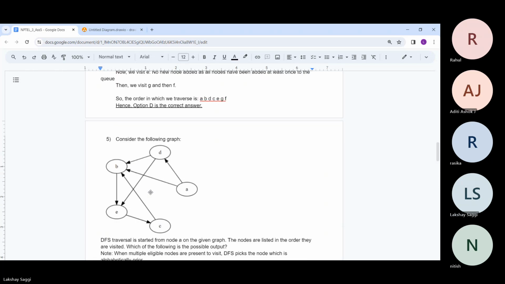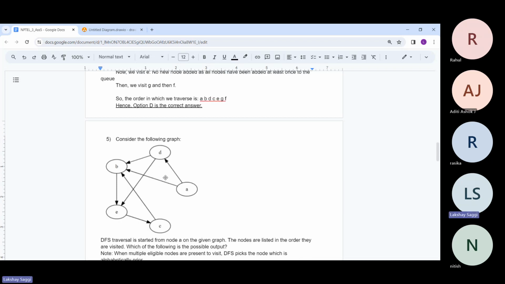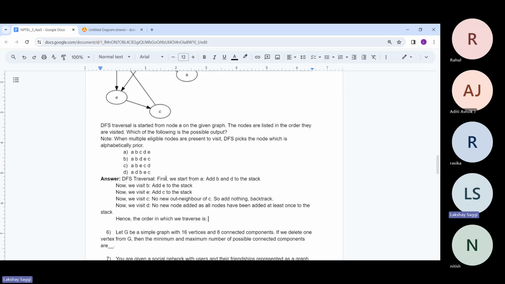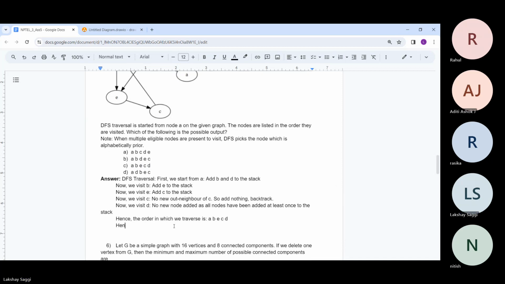Hence the order in which we traverse is nothing but we start from A, then B, then E, then C, then D. So A, B, E, C, D. And A, B, E, C, D is nothing but option C. So yeah, which was the option suggested by Rahul also. So good job, Rahul. So I just mentioned that hence option C is the correct answer.